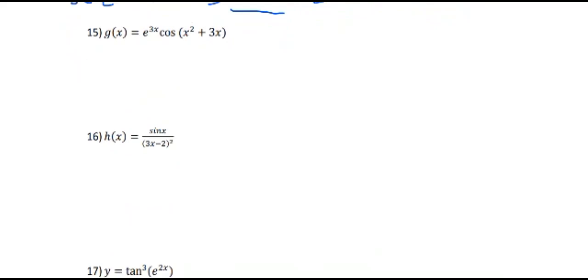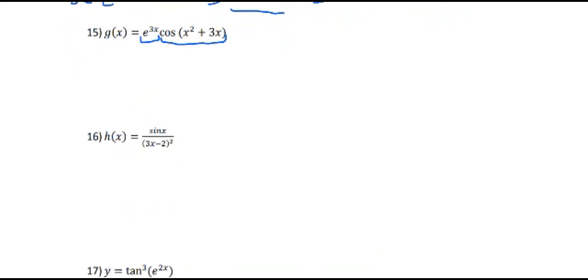Ooh, so number 15 is going to be a lot of fun. So again, we're going to have to use a combination of the product rule here because we're multiplying this function by that function. And notice that this is a composite function. So we're going to use the product rule, but we're also going to use the chain rule.